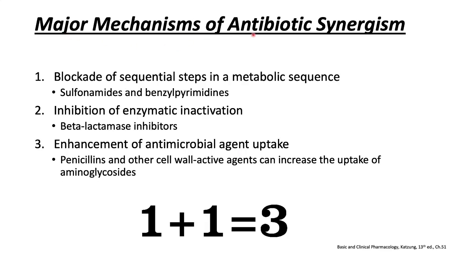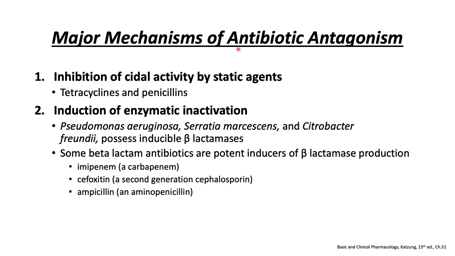Major mechanisms of antibiotic synergism include blockade of sequential steps in a metabolic sequence, inhibition of enzymatic inactivation, or enhancement of antimicrobial agent uptake. And examples are shown here. Major mechanisms of antibiotic antagonism include inhibition of cidal activity by static agents and induction of enzymatic inactivation. Pseudomonas aeruginosa, Serratia marcescens, and Citrobacter freundii possess inducible beta-lactamases. So it turns out some beta-lactam antibiotics are potent inducers of beta-lactamase production, to include imipenem, cefoxitin, and ampicillin.